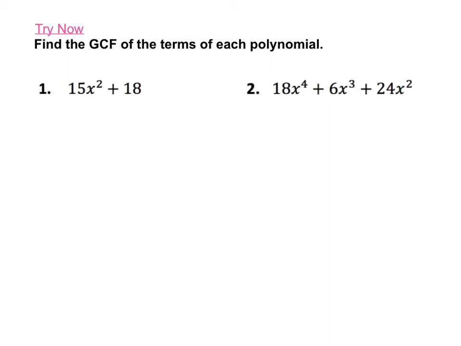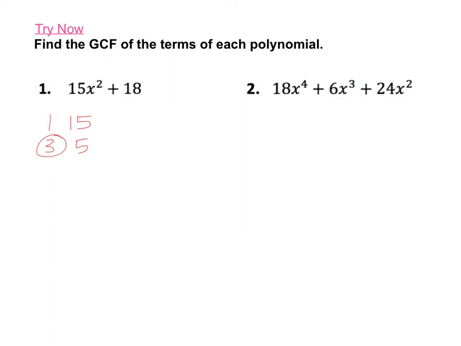I'm going to list out the factor pairs of 15 because 15 only has 2 factor pairs, either 1 times 15 or 3 times 5. Of those factors, the greatest common factor that is also a factor of 18 would be 3, because 15 doesn't go into 18 and 5 doesn't divide into 18 either, but 3 goes into 18 6 times. So the greatest common factor is 3.